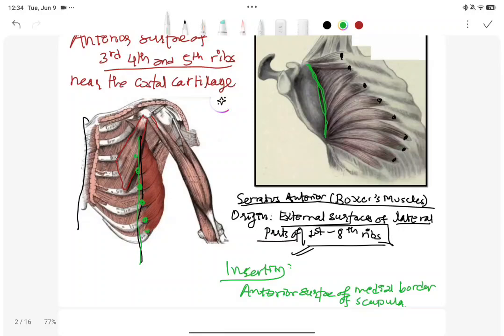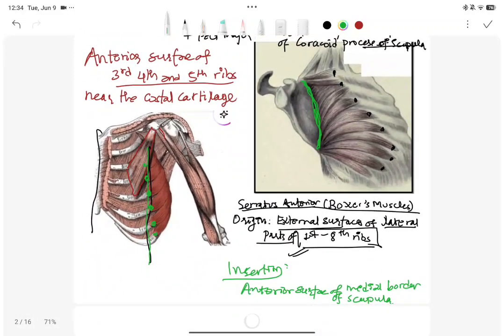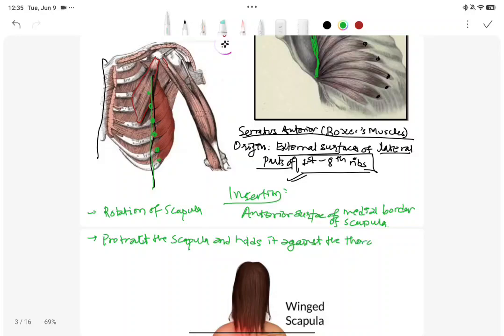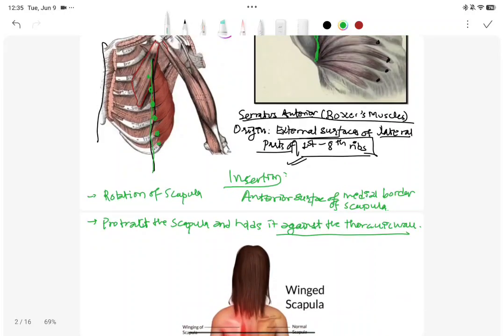So the action of serratus anterior is that it is the main muscle which helps in the protraction of the scapula, like along the wall. So this is the main action. It helps in the rotation of the scapula also, and it protracts the scapula and holds it against the thoracic wall.